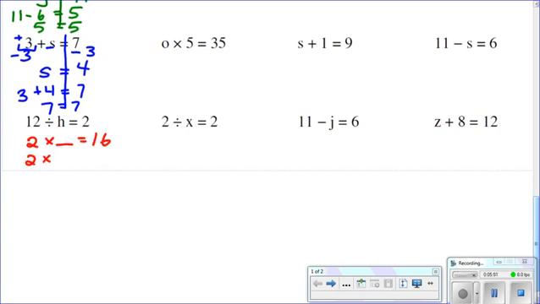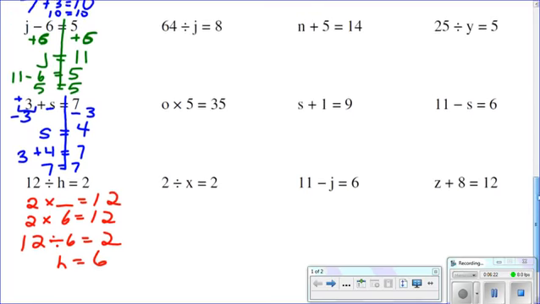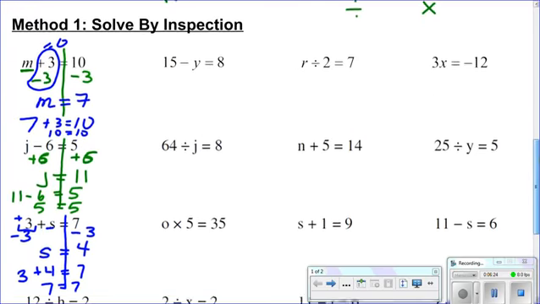So we could think 2 times what equals 12? Well, 2 times 6 equals 12. So that means 12 divided by 6 has to give us 2. So h is 6. So that's how we would use an inspection method, okay? Thinking, I don't really know how to rearrange 12 divided by h, but I can think, well, 2 times what equals 12? So using some mental math strategies, okay?